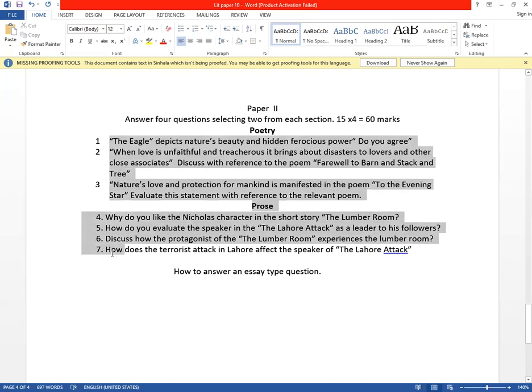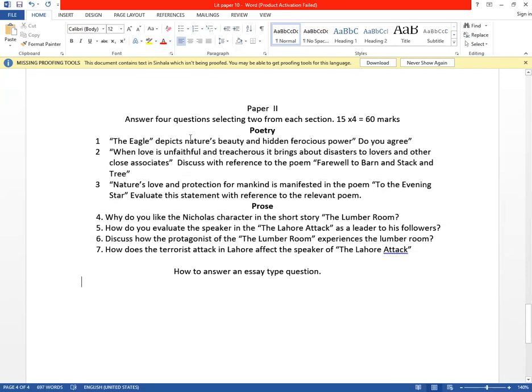Now you see there are 7 essay type questions here. From poetry: The eagle depicts nature's beauty and hidden ferocious power. Do you agree? Please read these questions. When love is unfaithful and treacherous, it brings about disasters to lovers and other close associates. Discuss with reference to the poem Farewell to Barn and Stack and Tree. Third one: Nature's love and protection for mankind is manifested in the poem To the Evening Star. Evaluate this statement with reference to the relevant poem.